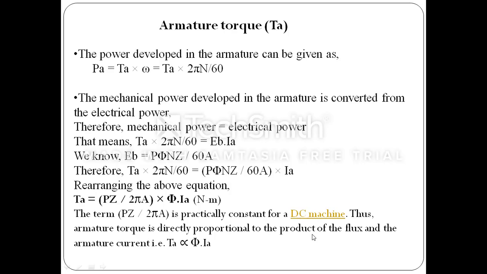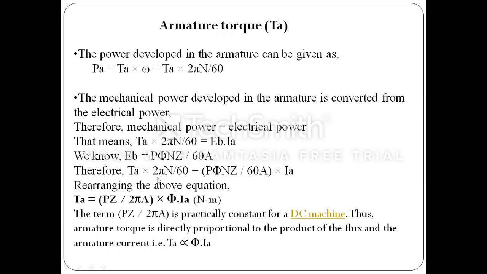Now, for armature torque TA, the power developed in the armature can be given as PA, which is equal to TA into omega, where omega is equal to 2 pi N divided by 60. We have to put this value. Now, the mechanical power developed in the armature is converted into electrical power. Therefore, mechanical power is equal to electrical power. That means TA into 2 pi N divided by 60 is equal to Eb into Ia, where Eb is the back EMF. Now, Eb is equal to P phi N Z divided by 60 A.